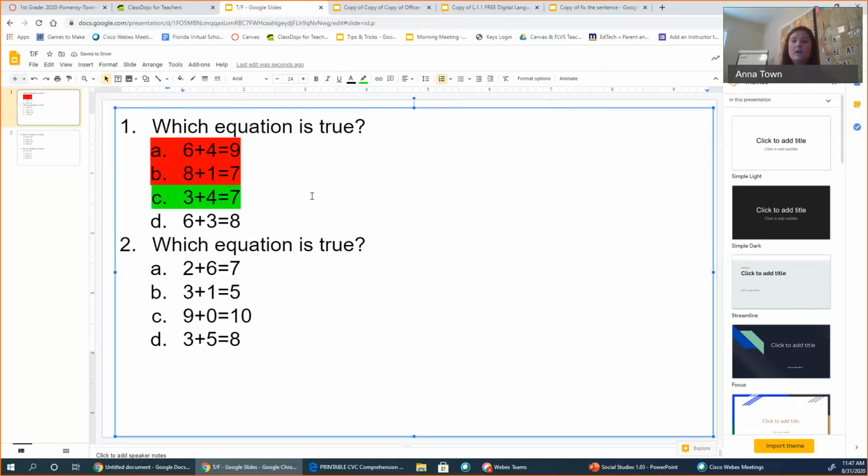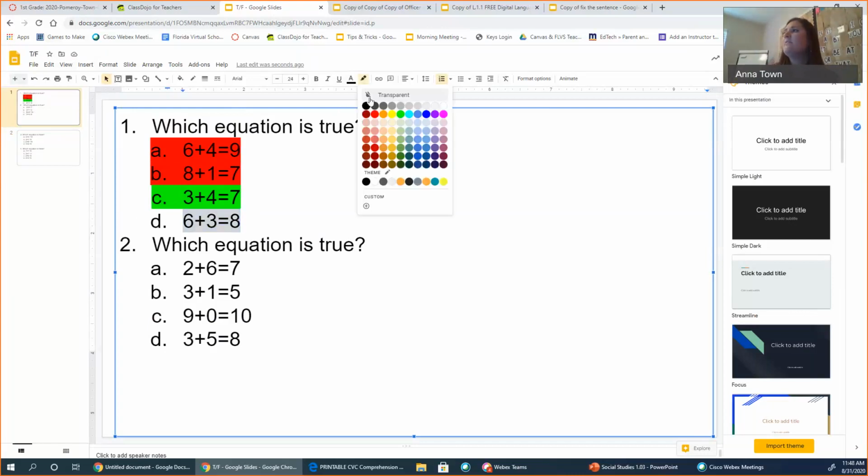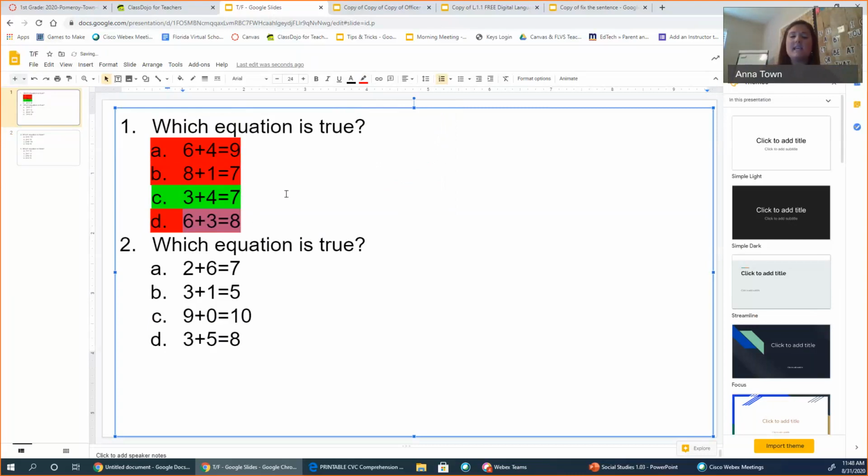But we still have to check our last equation, boys and girls. Just because we checked that this one is true does not mean we do not check to make sure that the last equation isn't true. 6 plus 3. Who can tell me what 6 plus 3 is? 6 plus 3 is 9. We put 6 in our head because it's the bigger addend. 3 fingers up. 7, 8, 9. So we know this is incorrect. It's false. So we're going to highlight it red. So the answer would be C. 3 plus 4 equals 7 is the true equation.